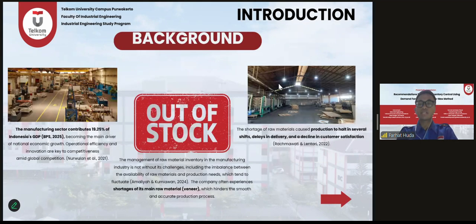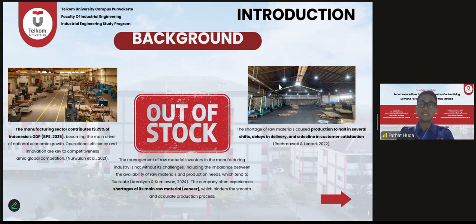The manufacturing sector contributes more than 19% of Indonesia's GDP, making it a major driver of economic growth. However, efficiency and raw material control remain persistent challenges. In one of the plywood manufacturing companies in Banyumas, one of the main issues is the frequent shortage of veneer, a thin wood layer that is essential for plywood production. This shortage often causes production stoppage, shipment delays, and decreased customer satisfaction.